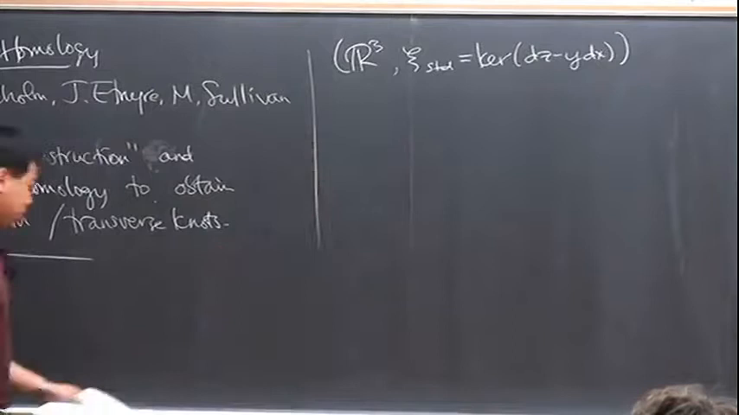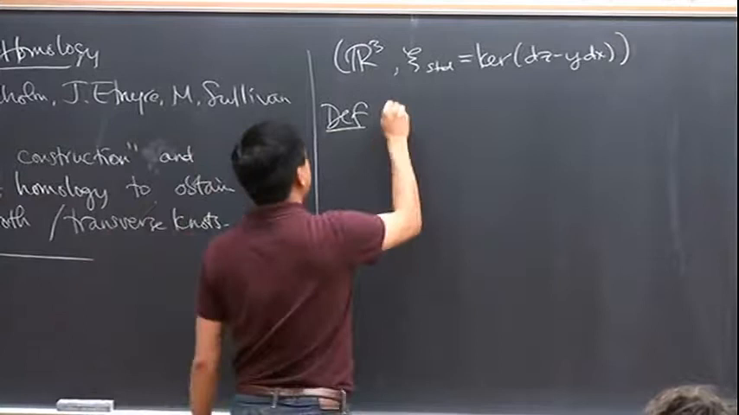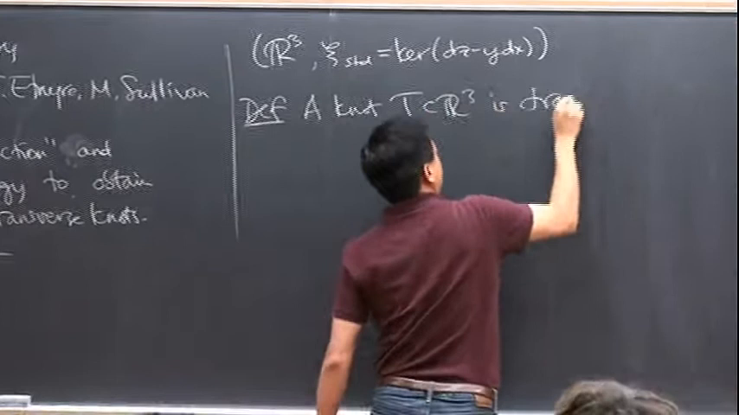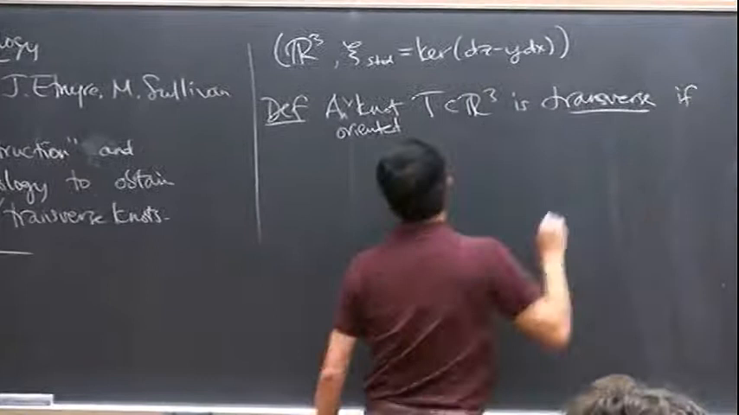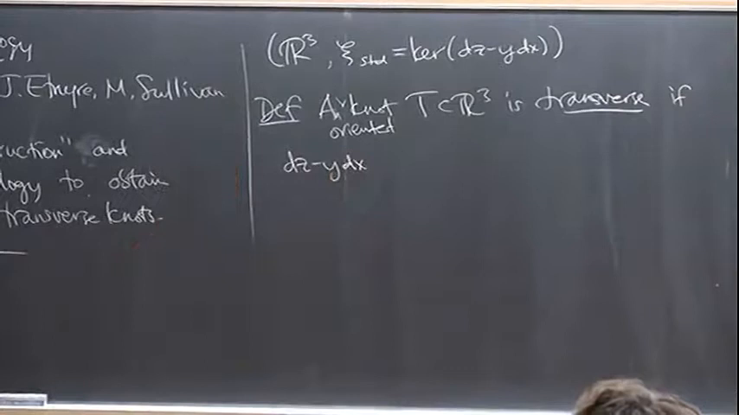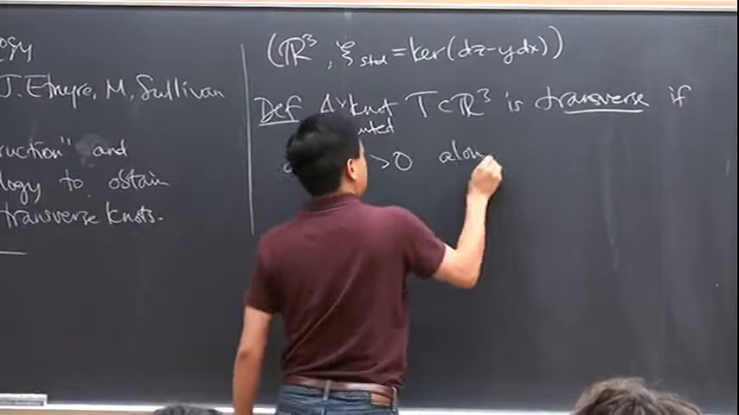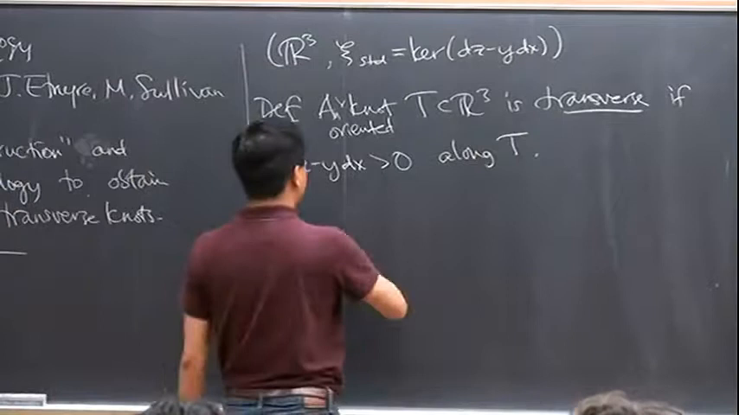The definition is that a knot, and I should really say an oriented knot, is transverse if along its orientation, in the direction of its orientation, this one-form dz minus y dx is always positive. So the reason for the name transverse, I guess, should be clear.